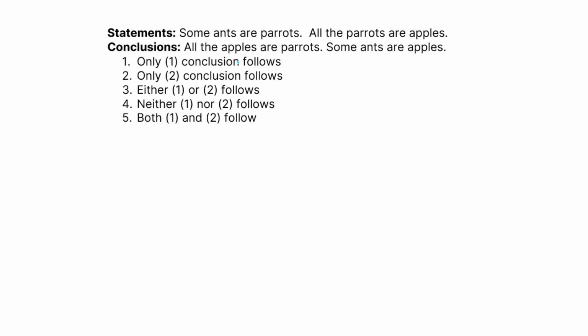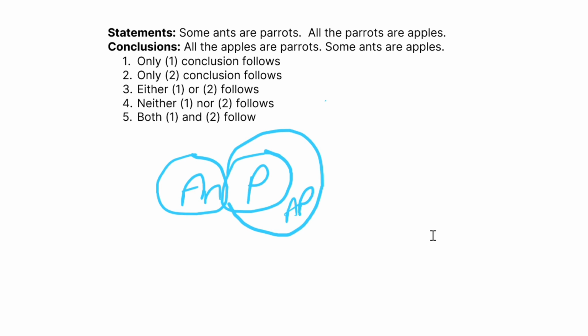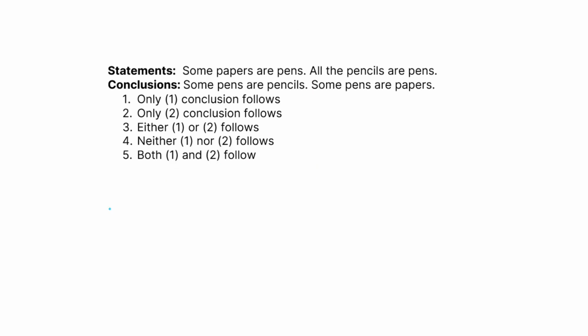Some ants are parrots, all parrots are apples. Okay, so let's see the conclusions. All apples are parrots? No, right? Some apples are parrots only, so that is not correct. Some ants are apples. Okay, so only two follows. Going to the next question.